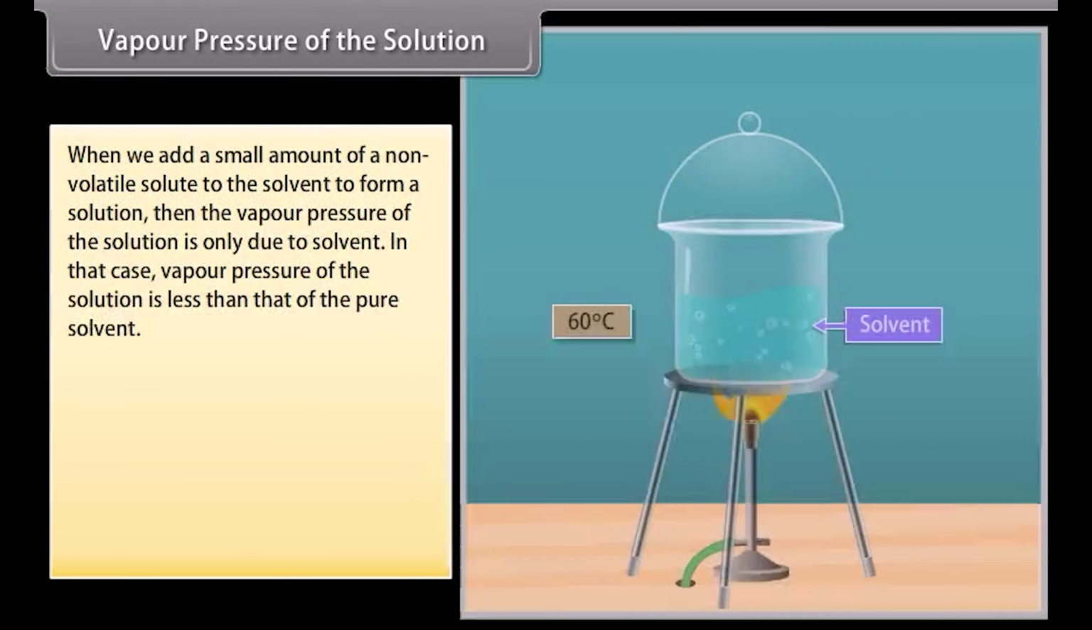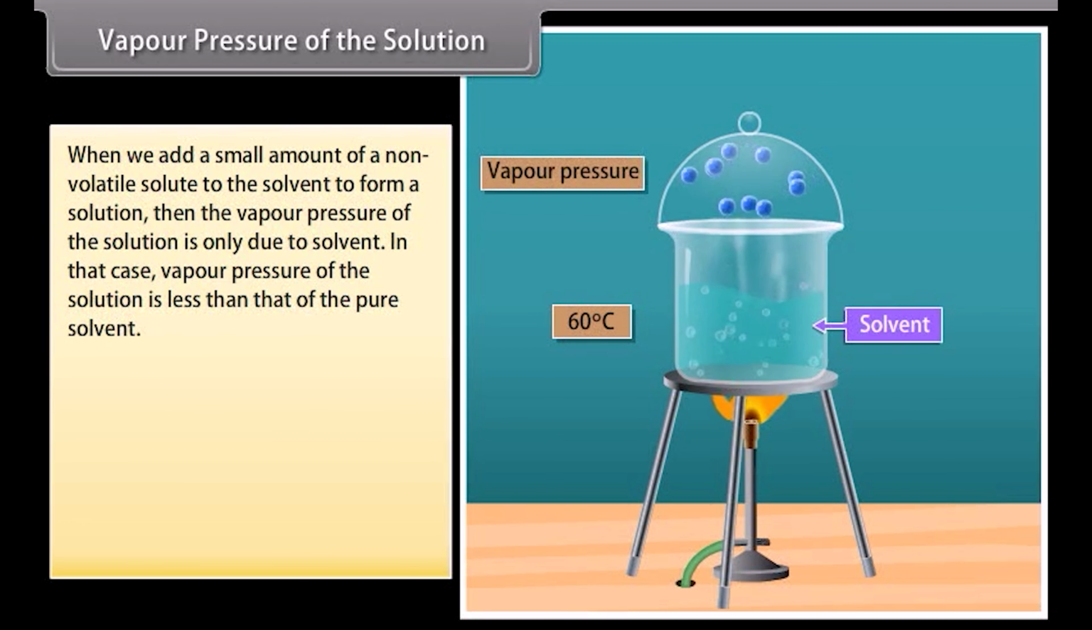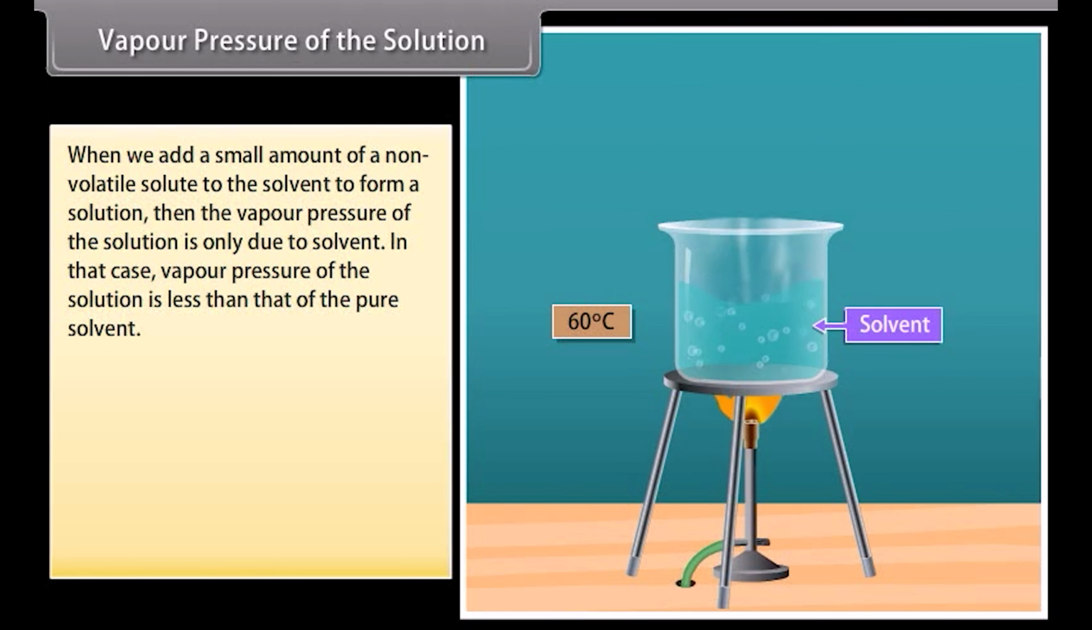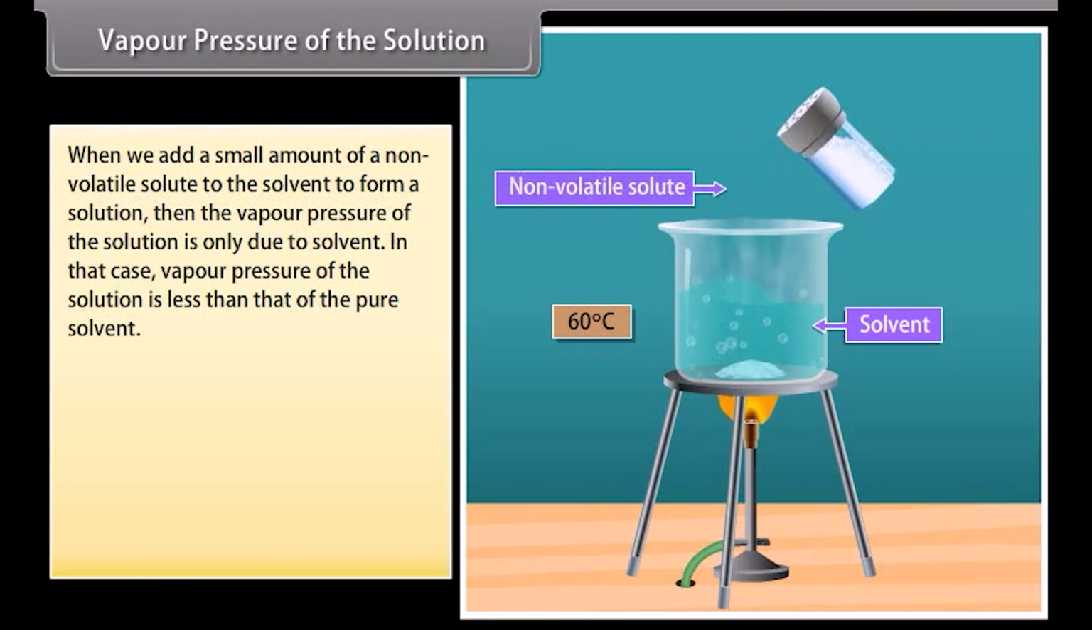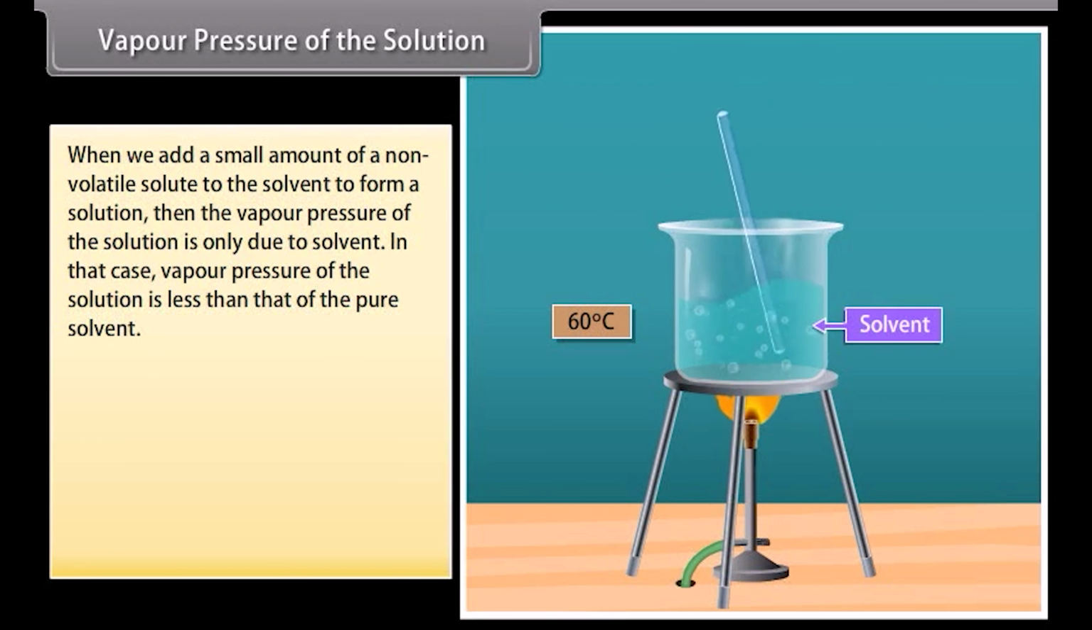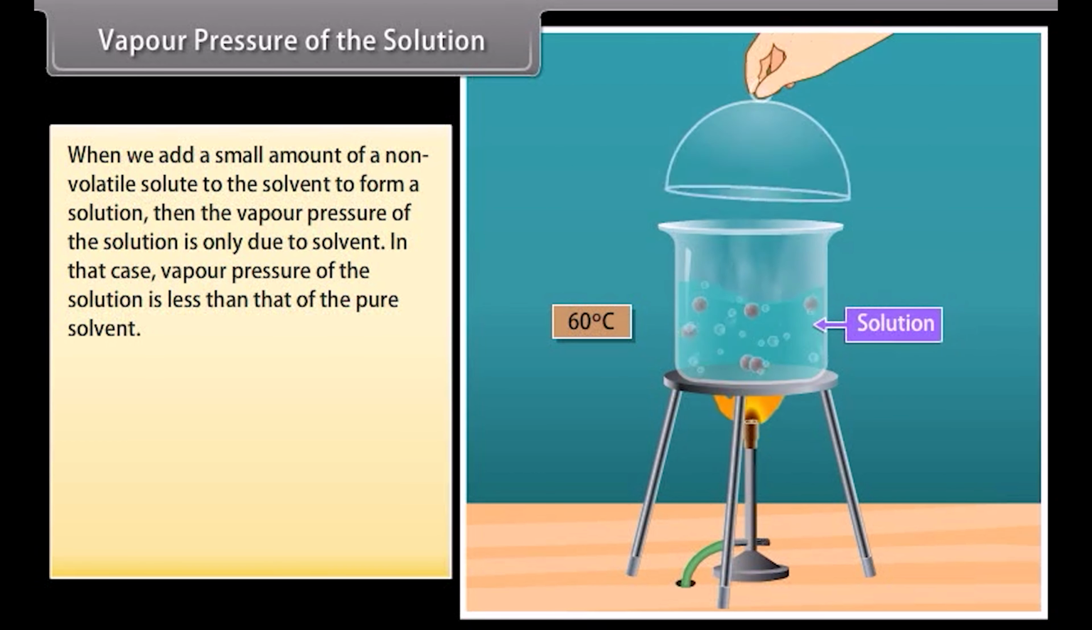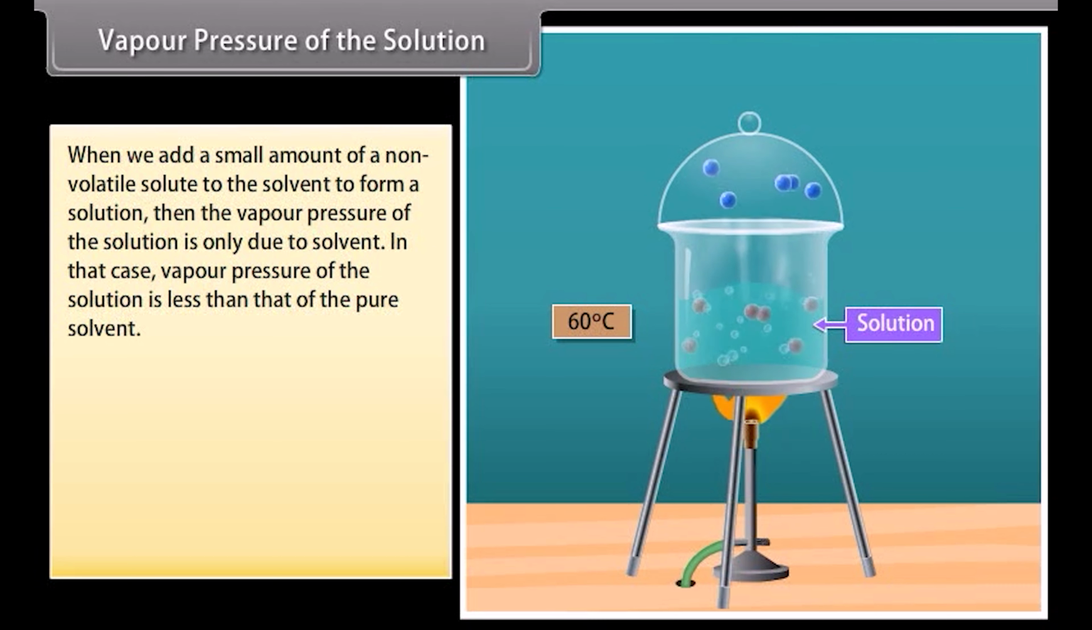Vapor pressure of the solution. When we add a small amount of non-volatile solute to the solvent to form a solution, then the vapor pressure of the solution is only due to solvent. In that case, vapor pressure of the solution is less than that of the pure solvent.